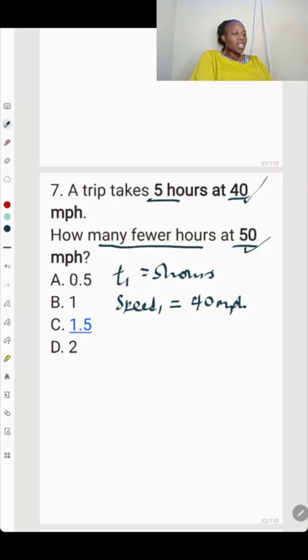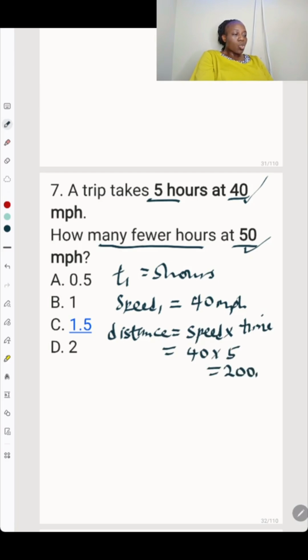So that's the best way. So let's find the distance here. Distance is going to be, so distance will be speed times time. Speed multiplied by time, and that's going to be 40 times 5. This is going to be 200. So 200 miles. So with these 200 miles, we can go on to find time for the second speed. So yeah, let's go for time now. So we want to find time 2, T2. That's what we are looking for.